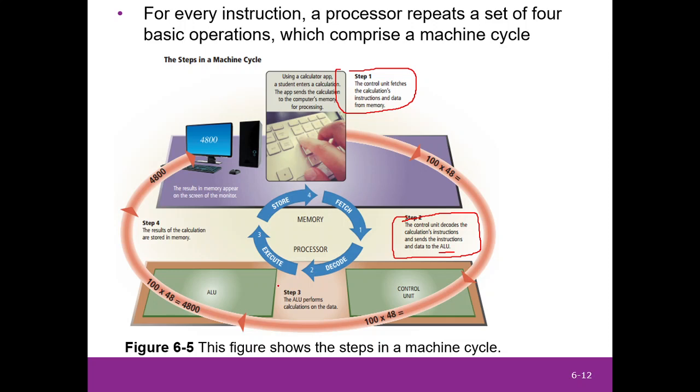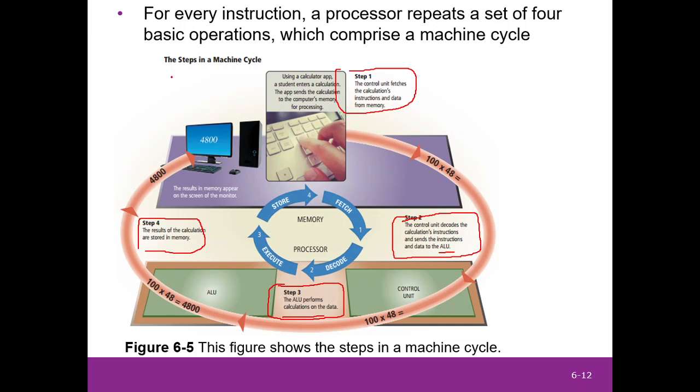The third step is, once the instruction is understood and the data is available to the ALU, the ALU performs the operation. If it is addition or subtraction or division, whatever it is, the ALU performs that operation. Once the ALU has performed an operation, it has results. Those results must be stored in memory. So the fourth step is that the results from the calculation are stored in memory.